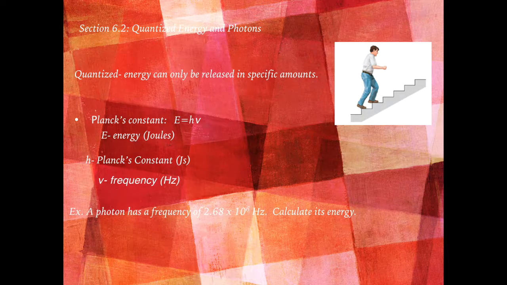So let's actually look at a problem. It tells you that a photon has a frequency of 2.68 times 10 to the 6th hertz, and it wants you to calculate the energy. Well, you're going to use E equals h times frequency. You don't know your energy. You know Planck's constant, which is 6.626 times 10 to the -34th, and you know your frequency. So you're going to plug all those in, multiply them together, and what you end up getting is 1.78 times 10 to the -27th joules.